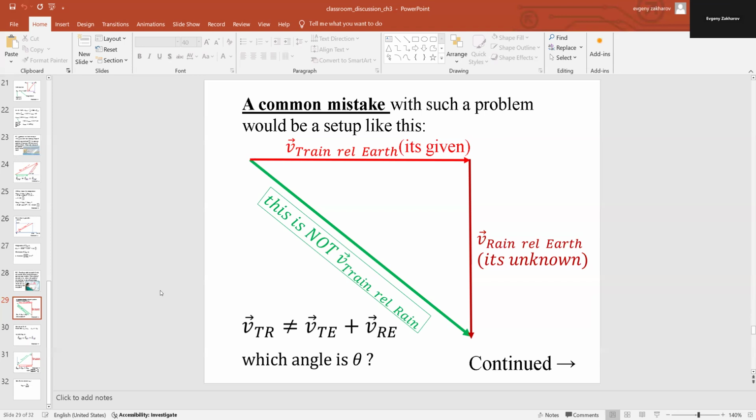Okay, right away, a common mistake. This is the setup that you might end up with, but that would be an incorrect setup. Let's see what's wrong with this setup. Train relative to Earth, it's given. Makes sense. This is a good vector to show.